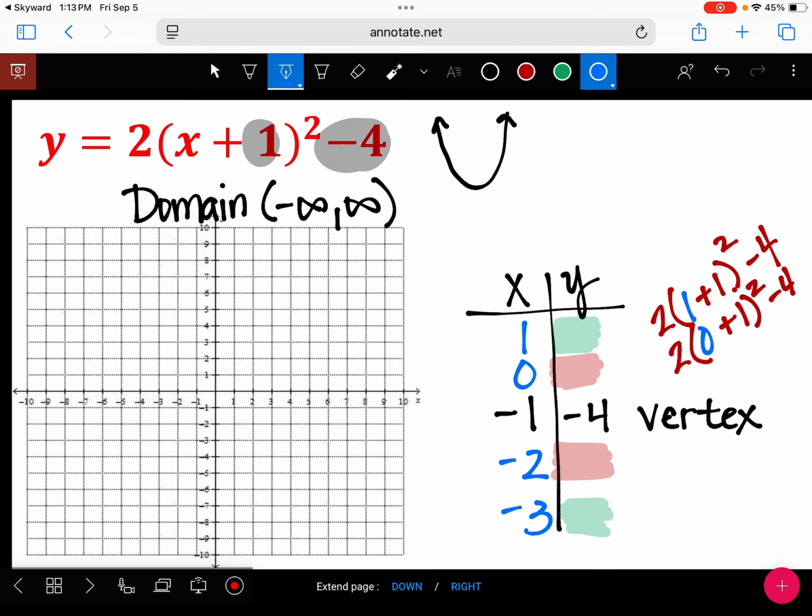So go ahead and substitute it in and see what you get. History, did you have your hand up? Or you have the answers?